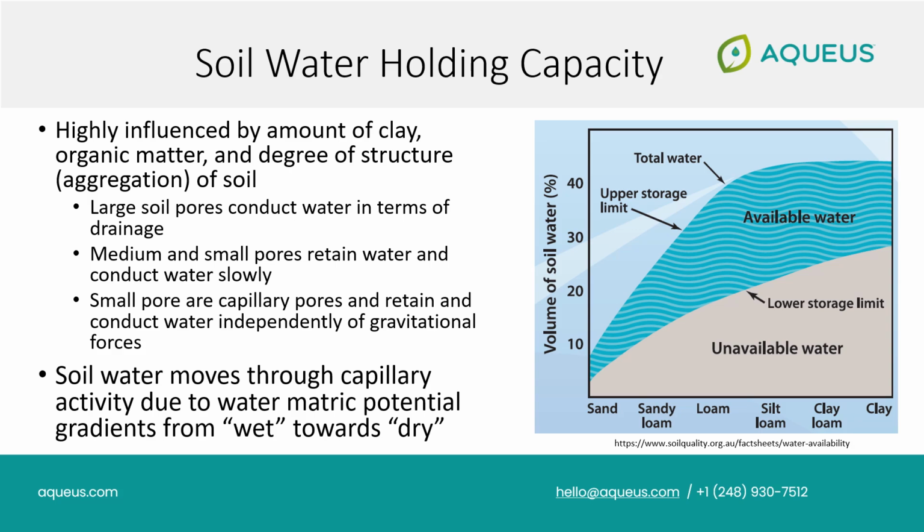So soil water holding capacity. I just want to talk about how that's influenced by clay and by structure and aggregation. Large soil pores conduct water, they drain. The medium ones retain water, they conduct water more slowly. And the small pores are the capillary pores, they retain water, and we're not going to get really gravitational flow to get those to drain. So soil water moves through capillary activity due to the matrix potential, and always moves from wet to dry. That's the gradient that drives that water movement.